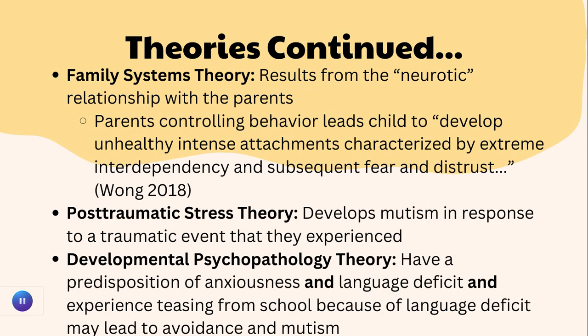For the family systems theory, it is believed that selective mutism results from a neurotic relationship with the parents. What this means is that the parents have controlling behavior, and this leads the child to develop an unhealthy and tense attachment characterized by extreme interdependency and subsequent fear and distress.